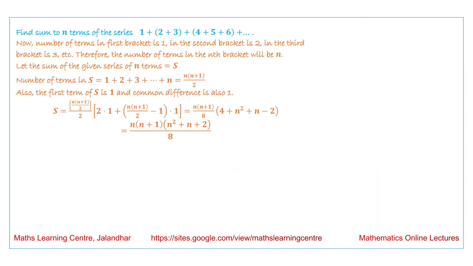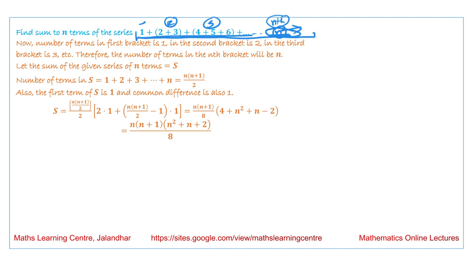Next is find the sum up to n terms of this series. So if we write the nth term over here, this is the first term, this is second term, this is third term. So when we move up to the nth term, how many terms will be there? When we are talking about the nth term, there will be n different values that are being added.